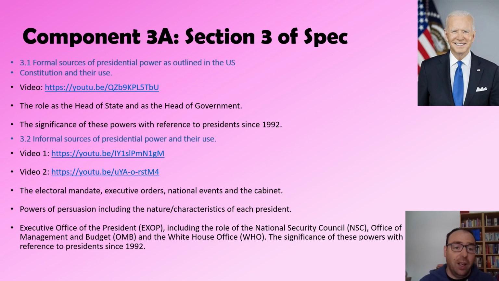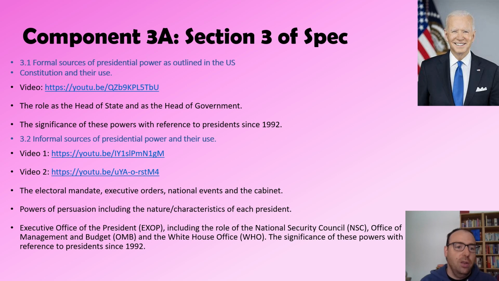Section 3 of the spec is about presidents. It's about the executive. And in there, we've got 3.1, the formal sources of presidential power as outlined in the US Constitution and their use. So again, we've got a link between the presidential section and the Constitution.